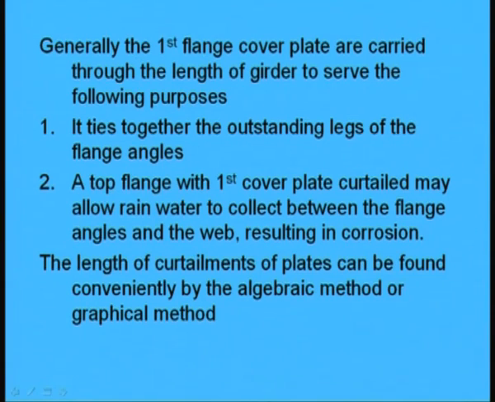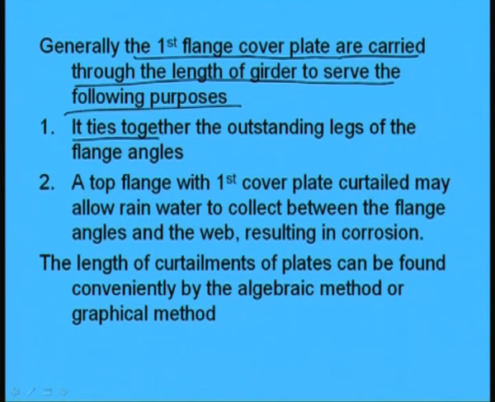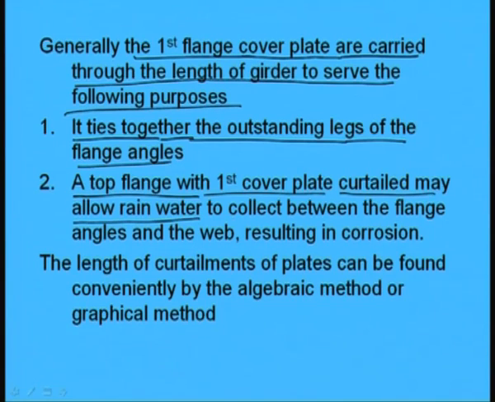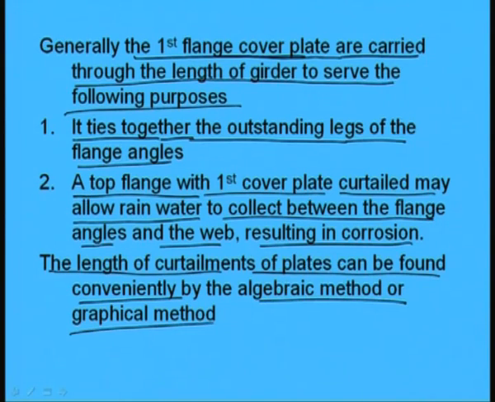Now, generally the first flange cover plate, as I was telling, is carried through the length of the girder to serve the following purposes. What are those purposes? One is that it ties together the outstanding legs of the flange angles. And second, a top flange without the first cover plate may allow rainwater to collect between the flange angles and the web, resulting in corrosion. So, for these two reasons, generally the first flange cover plate is used throughout the span. The length of curtailment of plates can be found conveniently by the algebraic method or the graphical method. There are two methods we have, one is the algebraic method and another is the graphical method, through which we can find out the length of curtailment, right.